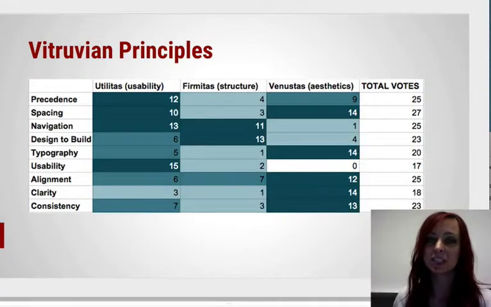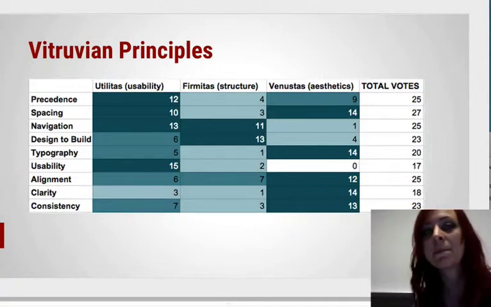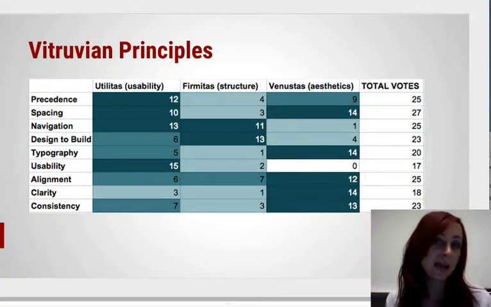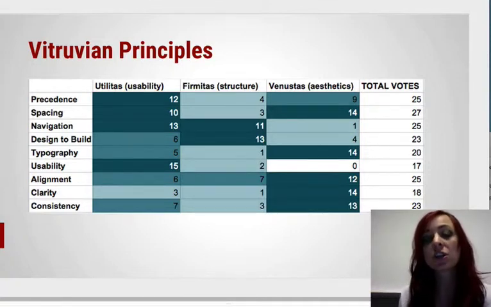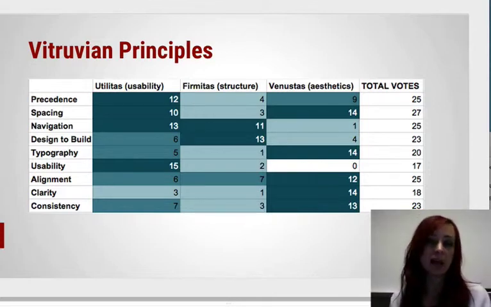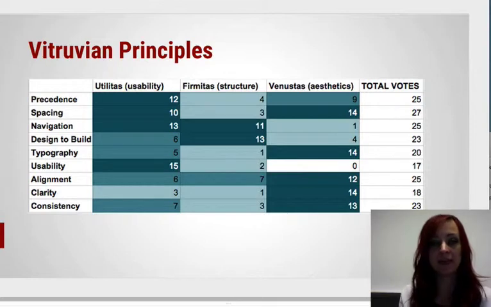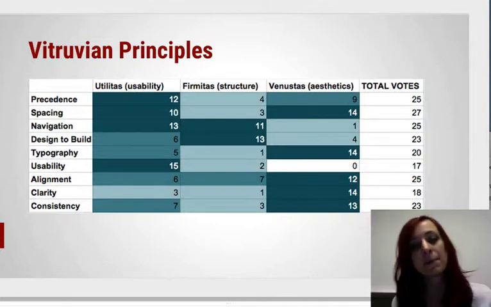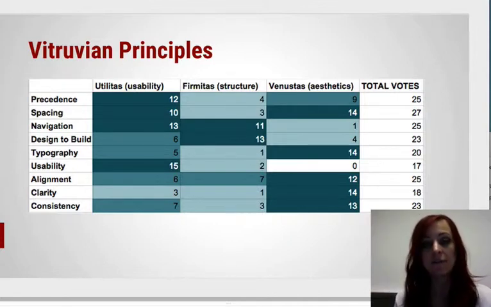Now, at the beginning of the semester, I had you look at some basic principles for web design, and for each one, I asked you to tell me whether it was more about usability, structure, or aesthetics. And these were the results. Wherever you see a darker blue, that's a higher number of people reporting that concept is related to that principle. So for spacing, 10 people said that's a usability issue. For navigation, 13 people said that's a usability issue.